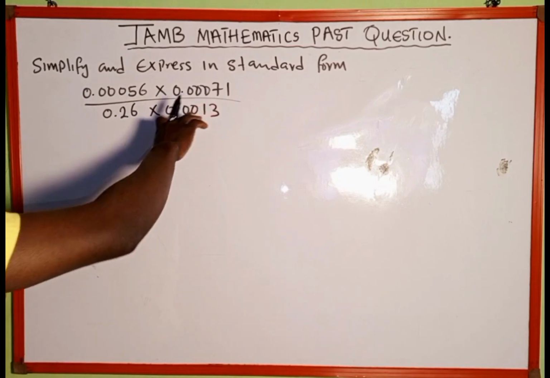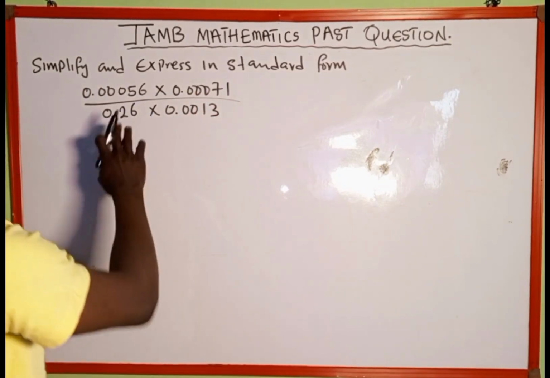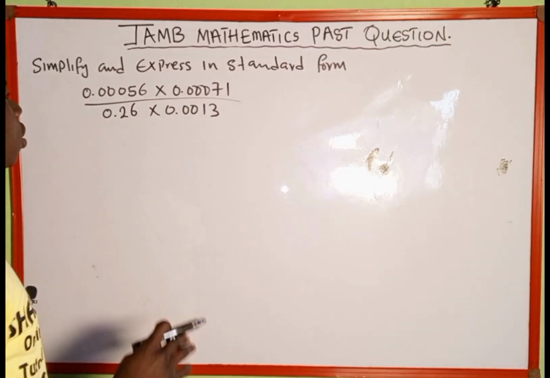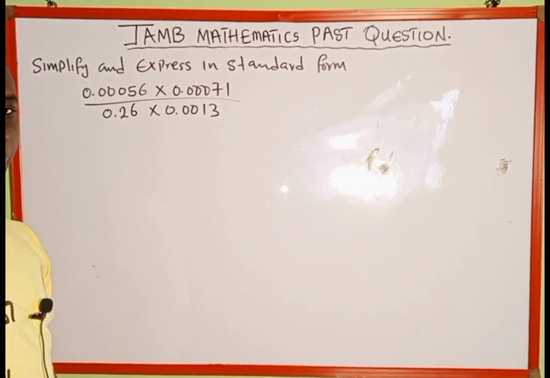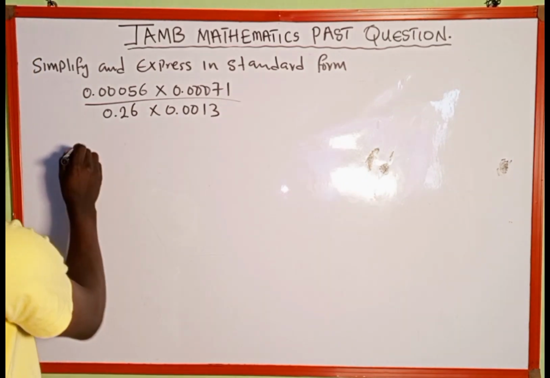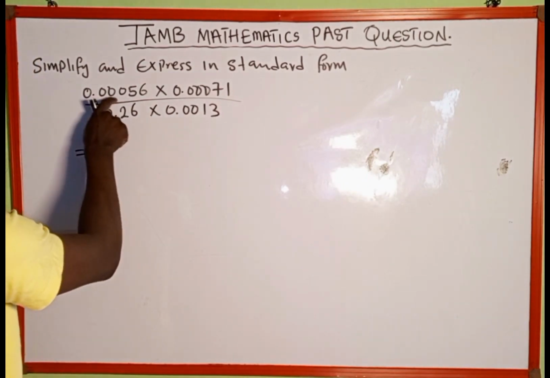So this is the question on the board. Read, simplify and express in standard form: 0.0056 multiplied by 0.0071 divided by 0.26 multiplied by 0.0013. So remember, in JAMB examination, calculator is allowed. So no need to waste your time here. What you just do is to press the calculator.